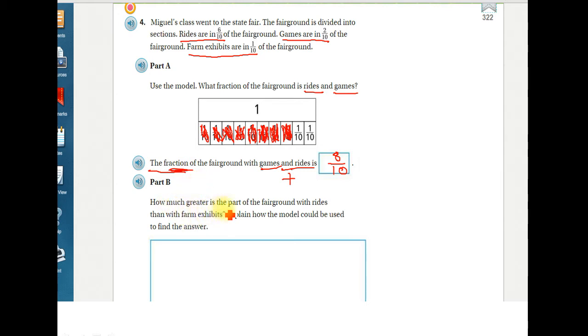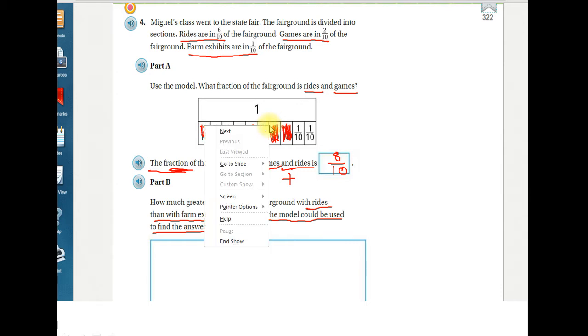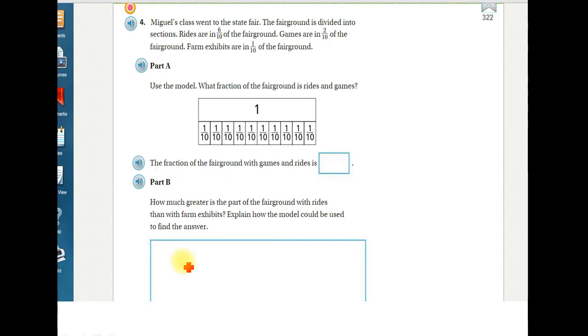How much greater is the part of the fairground with rides than with farm exhibits? Explain how the model could be used to find your answer. Okay. Well, I'm going to delete my markings really quickly because I want to use that model again, but I'm going to use it a little differently this time. Again, if you need to go back in the video, just go back and you'll be fine.